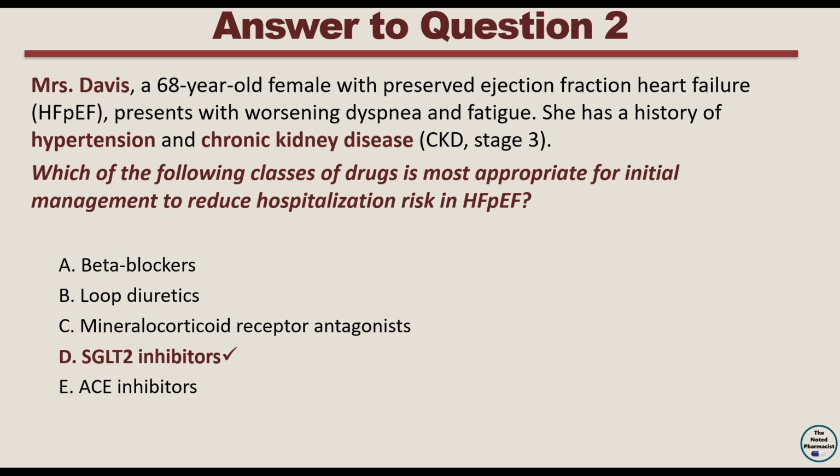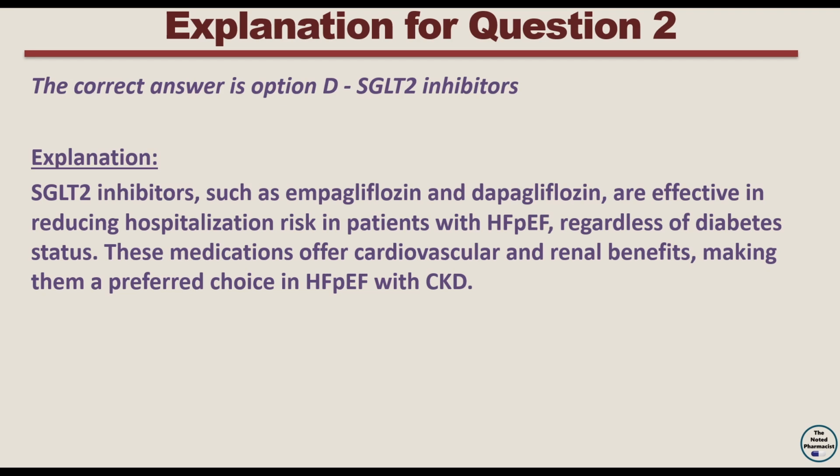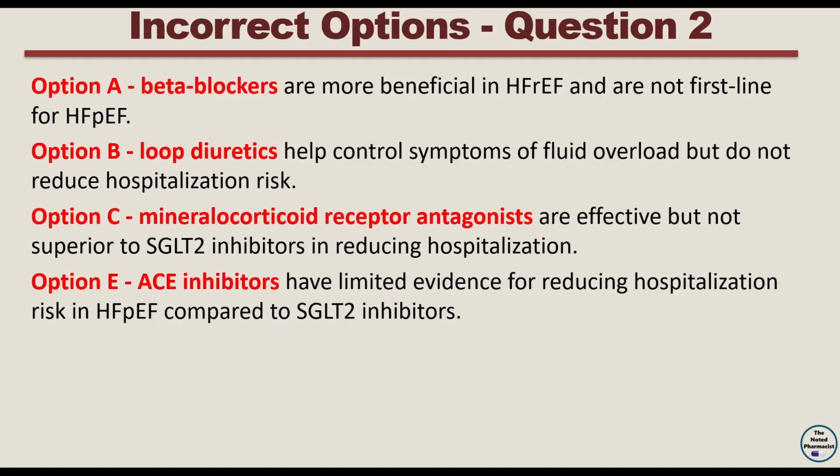The correct answer is option D, SGLT2 inhibitors. The explanation is as follows. SGLT2 inhibitors, such as empagliflozin and dapagliflozin, are effective in reducing hospitalization risk in patients with heart failure with preserved ejection fraction, regardless of diabetes status. These medications offer cardiovascular and renal benefits, making them a preferred choice in heart failure with preserved ejection fraction with chronic kidney disease. Here is the explanation for incorrect options.